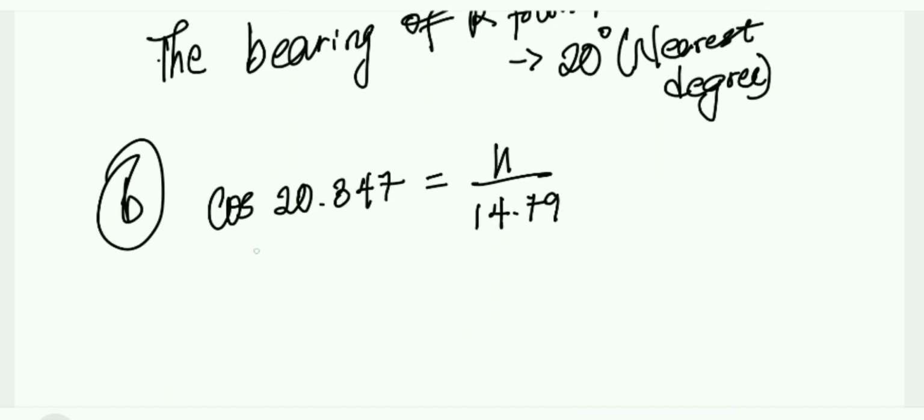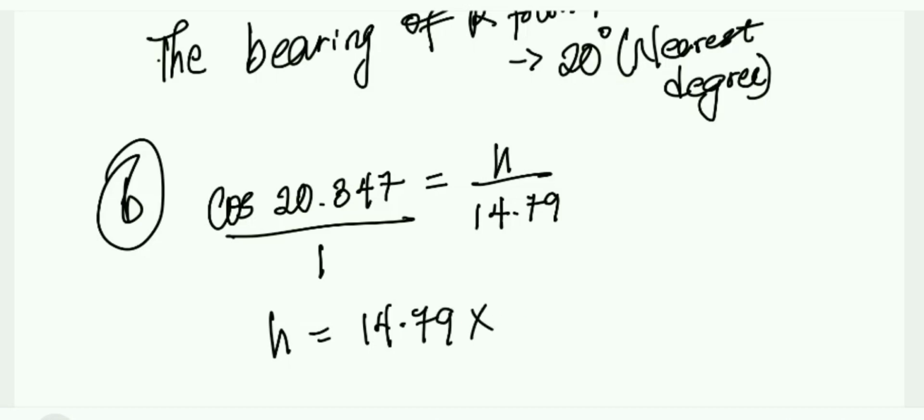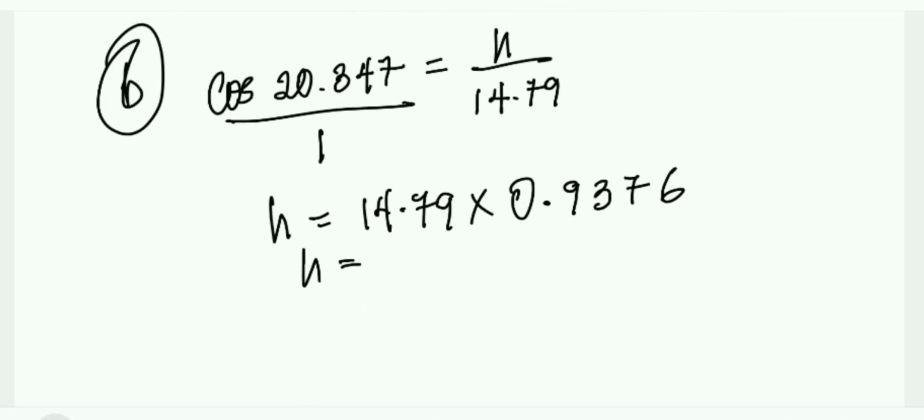If you cross multiply this, you have H equals 14.79 times cos 20.347, which will give you 0.9376. So if you multiply 14.79 times 0.9376, we have 13.867 kilometers. And that's the distance northward.